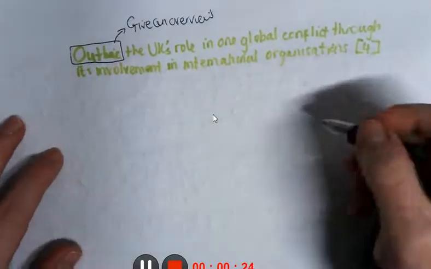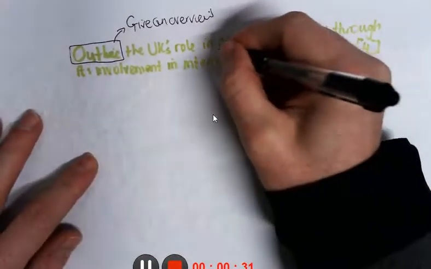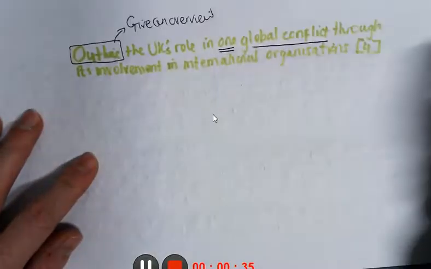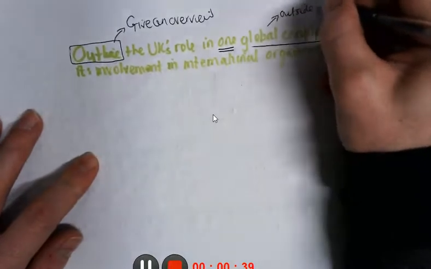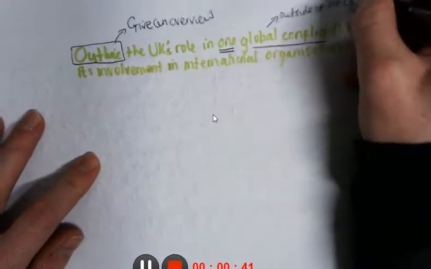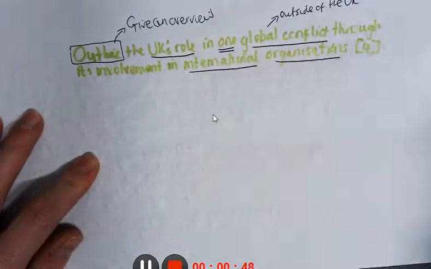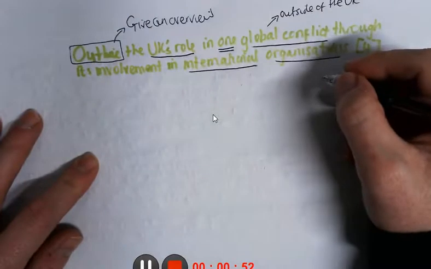Make sure you are bugging this question, because some of us started speaking about more than one conflict, so double underline that. One global conflict has to be outside. Global means outside of the UK. UK's role, international organisations. Think about the international organisations it's part of.